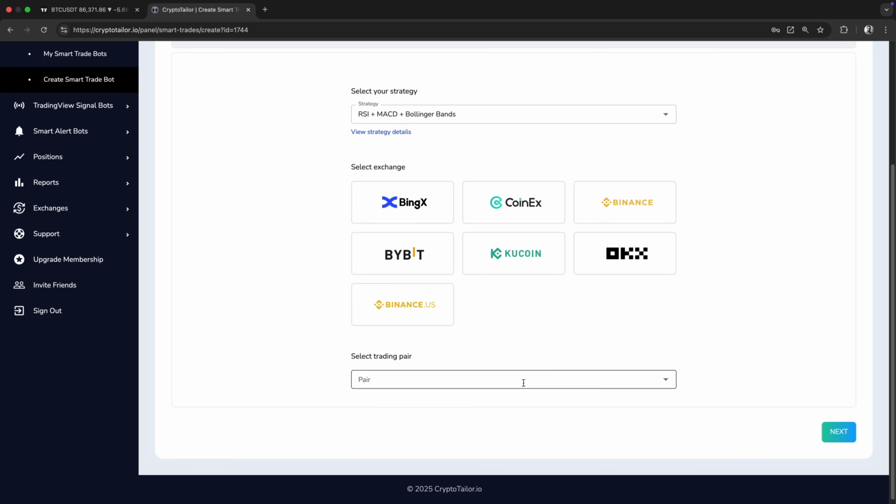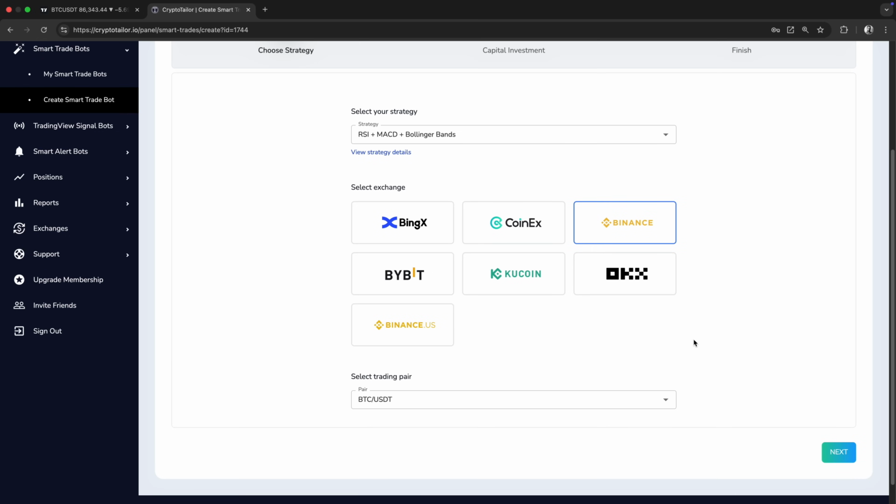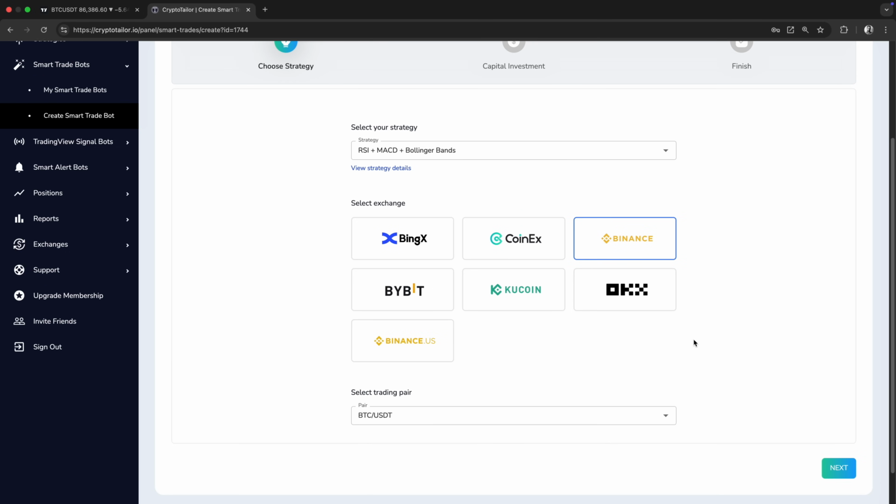First, we need to choose our exchange and trading pair. For this example, I choose Binance and Bitcoin. Selecting the exchange is important because the trades will be simulated using real market conditions specific to that exchange. Different exchanges may have slight variations in liquidity, spreads, and execution speed, so testing on the same exchange where you plan to trade live ensures more accurate results.